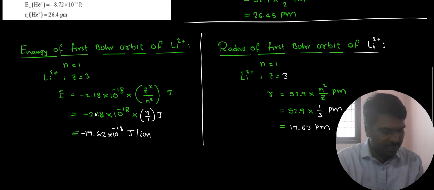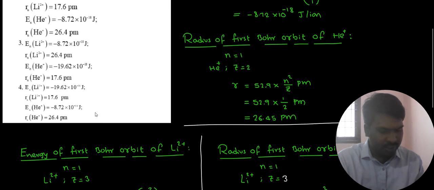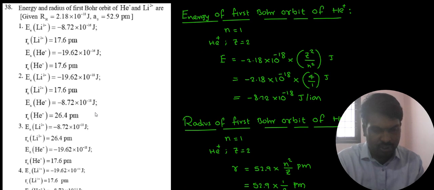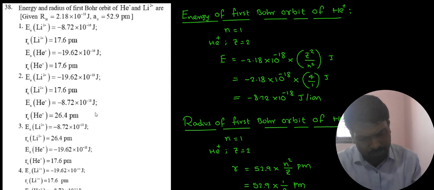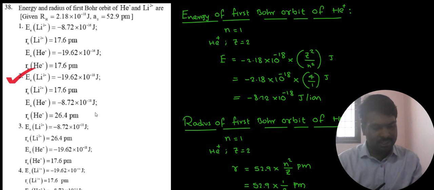So which option is right answer? Here we got 4 values. Then which option is right answer? Option 2 is right answer.